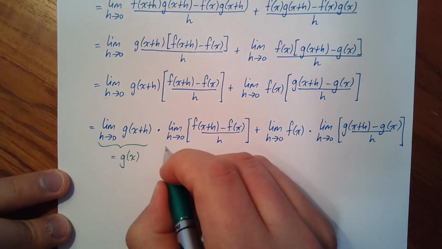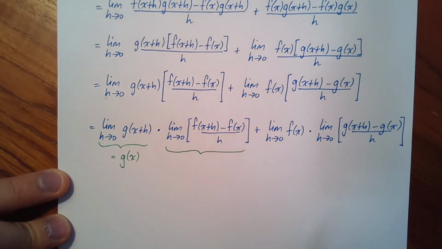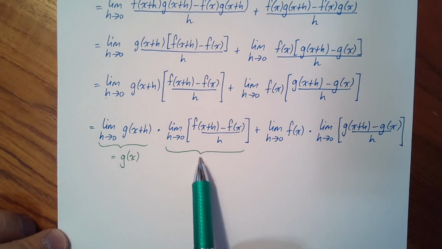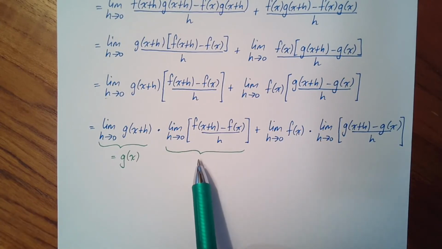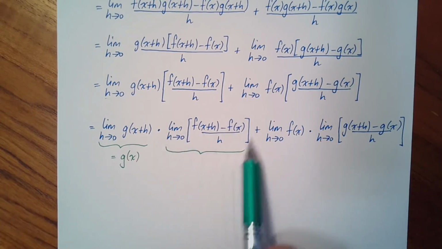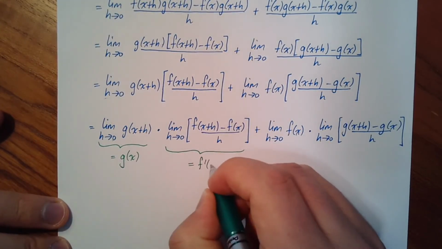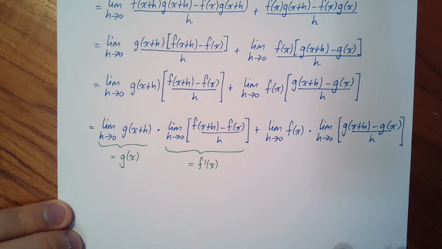What about this limit? This should actually be familiar. This is a very specific limit. This is exactly the limit that appears in the definition of the derivative of little f. Right? If I gave you a function little f and I said write down the definition of its derivative, this is what I would expect you to write down. So this is exactly by definition f prime of x.